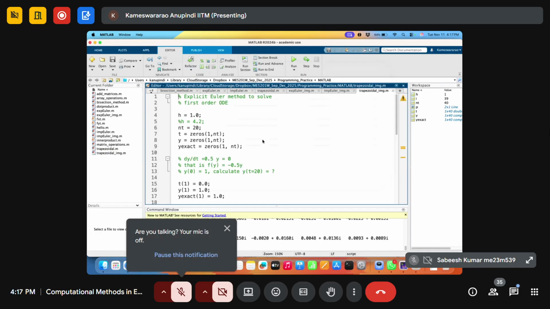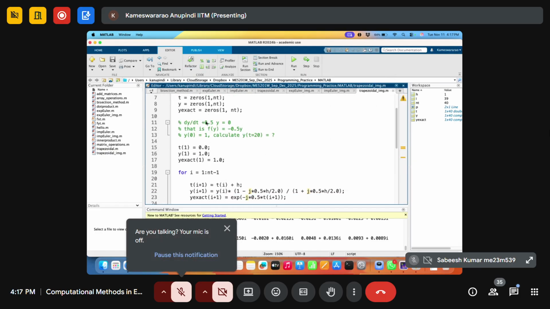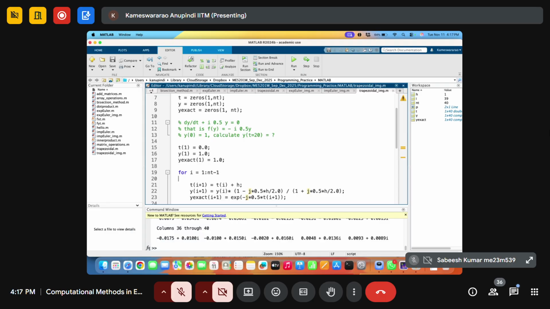So this is what I have. Again, I should change this to I, and this is also I. So again, I have yn plus 1 equals yn times 1 minus j times 0.5 h by 2 divided by 1 plus j times 0.5 h by 2. So that is the only change I have to make for the trapezoidal method. So let's try running this.